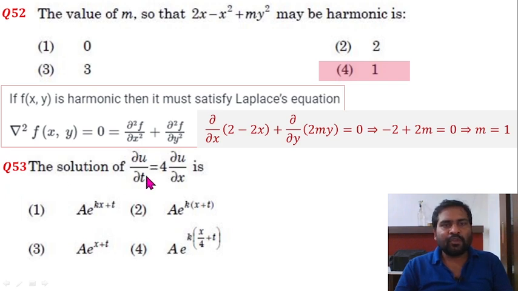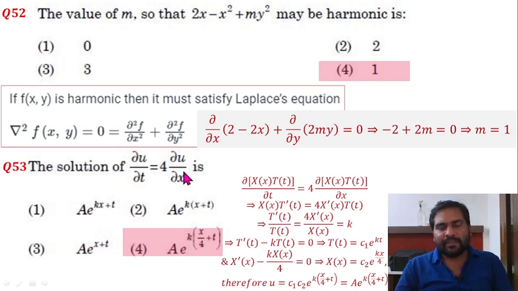Question 53. The solution of du by dt equal to 4 du by dx is. Solve this question using the separation of variables method. Let u equal to X into T and separate it. T prime is the derivative with respect to time, and X prime is the derivative with respect to x. So T prime by T equal to 4 X prime divided by X equal to some constant k. Make two equations for this: T prime minus kT equal to 0, and X prime minus kX by 4 equal to 0.